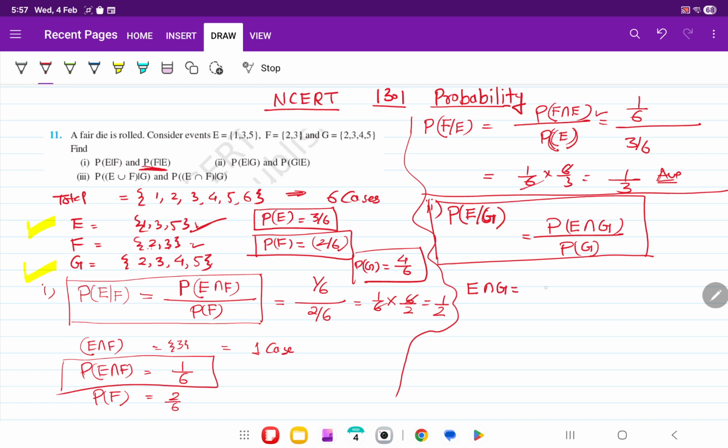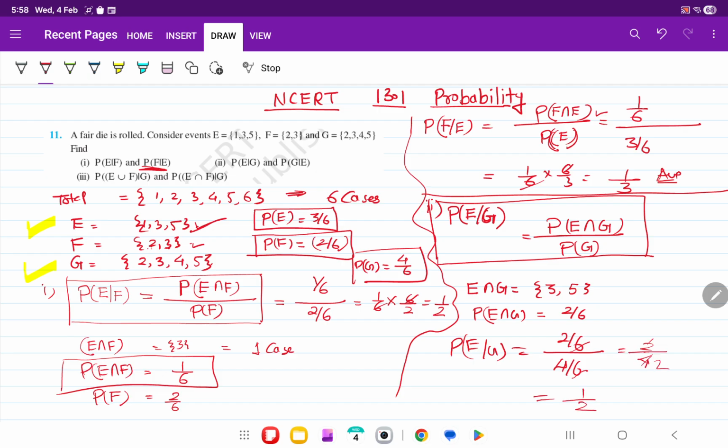3 and 5, only 2 events are common. So what is the probability of E intersection G? It is 2 by 6, correct? 2 out of 6 are common. Total is 6. So the probability of E when G has happened is 2 by 6 divided by P(G). What is P(G)? 4 by 6, correct? So 6 and 6 cancel. This is 2 by 4. Okay, so 2 cancel. So this is 1 by 2.